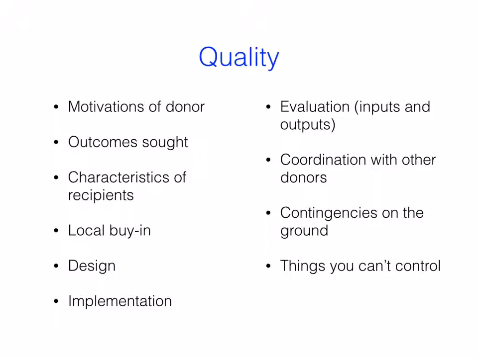Donor countries need to be looking not only at what they're putting in, but what they're getting out and be able to tweak the various stages of the design process accordingly. It's important that donors coordinate with other donors on the ground so that programs are complementary and not competing. And there are contingencies on the ground that you can't control. Some of them you can control, some of them you can't, but they're going to affect the quality and effectiveness of aid. So when we're looking at that issue, again, it's more complicated than it might seem.